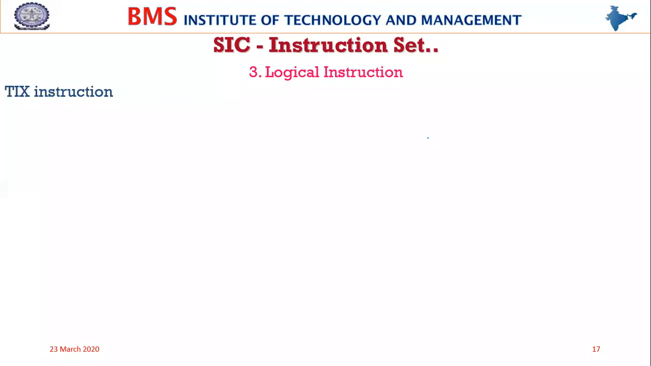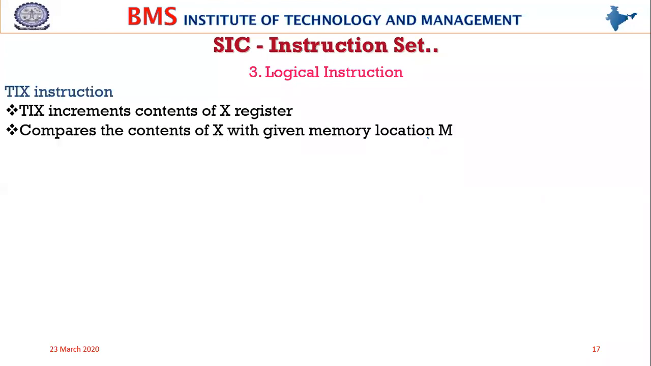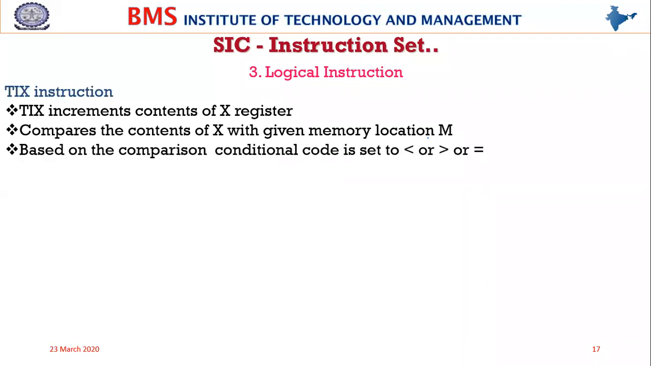TIX is a special type of comparison instruction, which is a logical instruction. Just observe the sequence of what TIX does. TIX increments the contents of the X register by 1. That's the first task of TIX. Next, after it is incremented, the new contents of the X register will be compared with the memory location. When compared, there are three possibilities: either X is greater than M, or X is less than M, or X is equal to M. Based on this, the condition code flags are set.